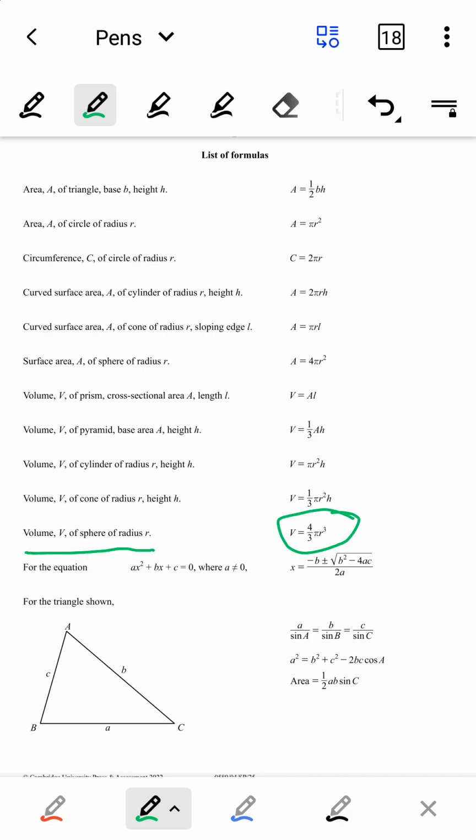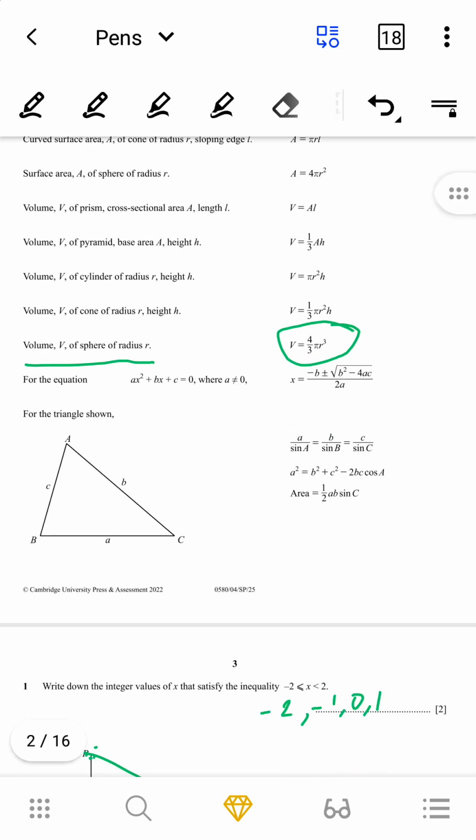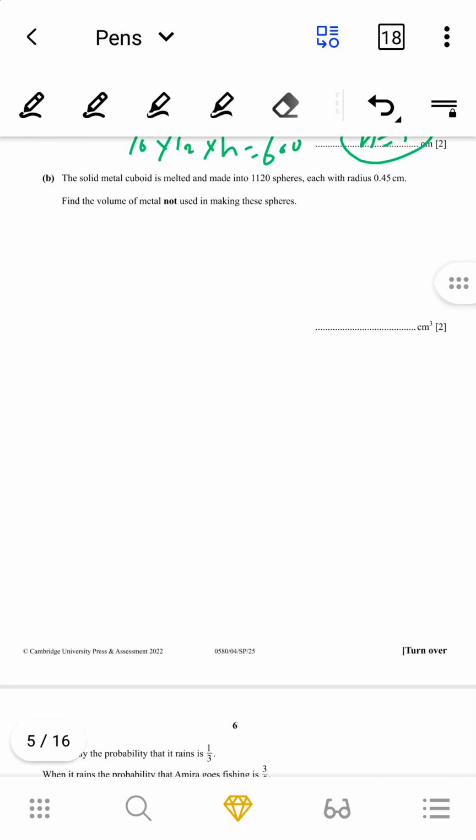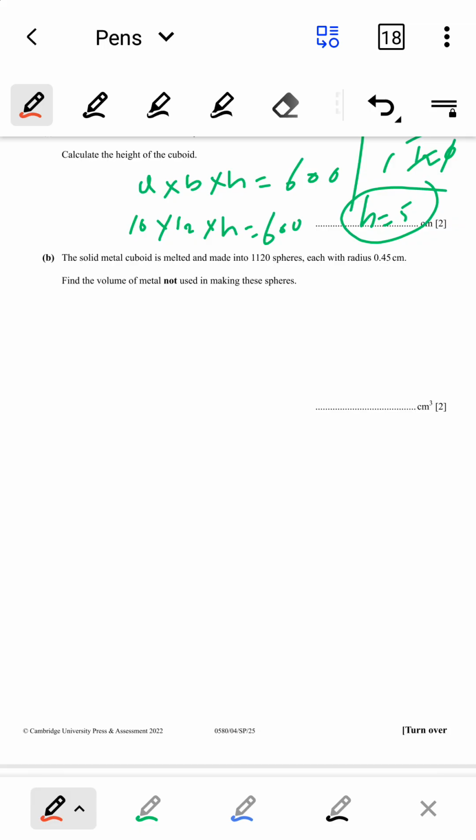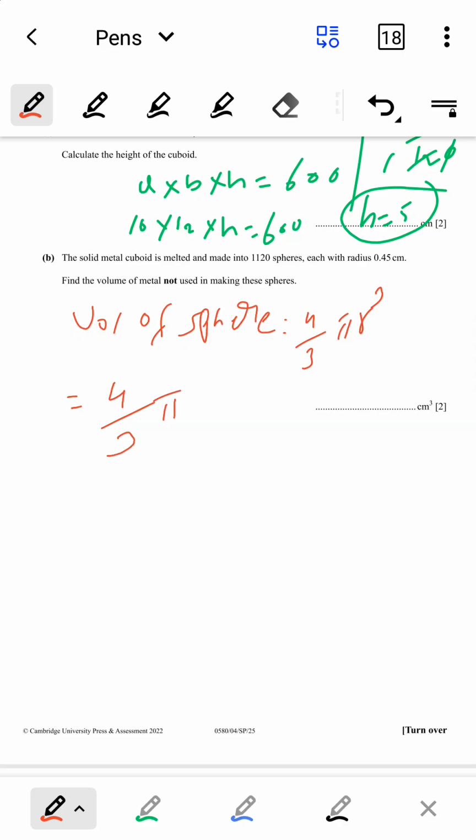So the volume of the sphere is 4 by 3 pi r cube. So the same formula you can take here. So here, volume of sphere is 4 by 3 pi r cube. Okay, so the radius has been given as 0.45, so I will be substituting here 4 by 3 pi 0.45 cube. You can apply it in the calculator. Okay, use the calculator. Then you will be getting 0.3817 something centimeter cube.